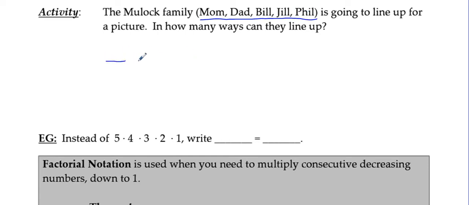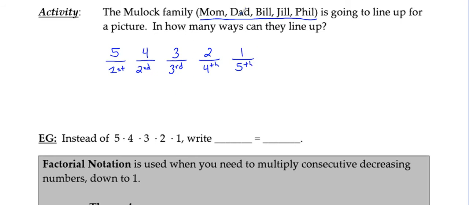Well, because there are 5 people, we have 5 tasks to fill. So, who is going to be first? There are 5 people. That means there are 5 possible outcomes for people that can be first. Now for who goes second, well, once somebody has lined up, they can't line up again. So now there's only 4 people that can go second. Third, now there's only 3 people left. Fourth, now there's only 2 people left. And fifth, there's only 1 person left.